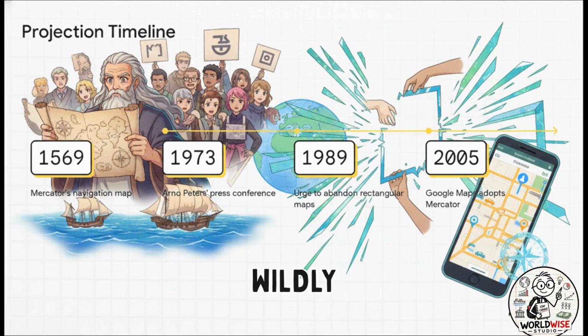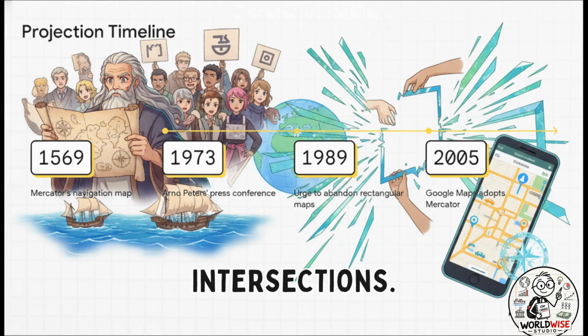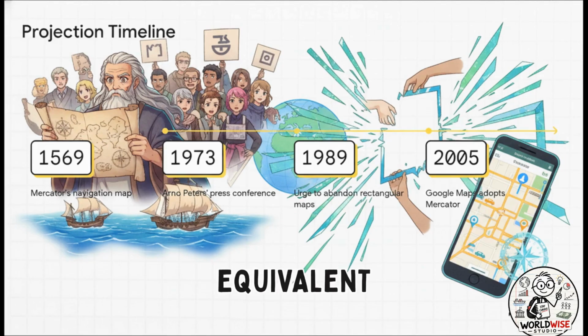But look at this wildly ironic twist in 2005. Google Maps launches, and they actually chose the Mercator projection. Why? Well, not for political reasons, but for geometry. At street level, Mercator perfectly preserves 90-degree intersections. Navigating a modern city on a digital screen is kind of just the modern equivalent of sailing. So that old 1569 sailor's map became the most viewed map in human history.